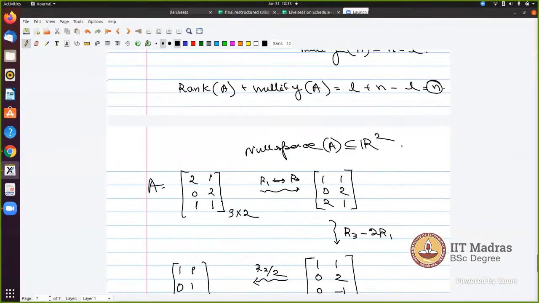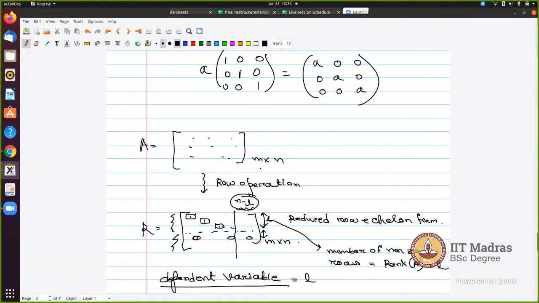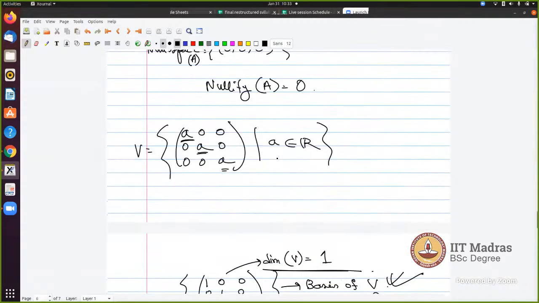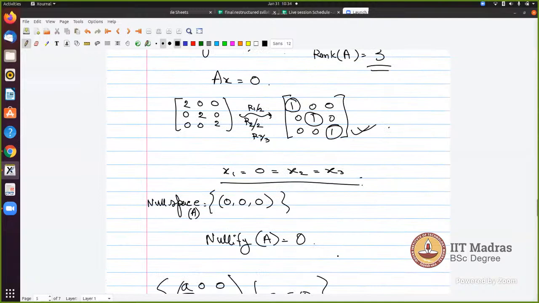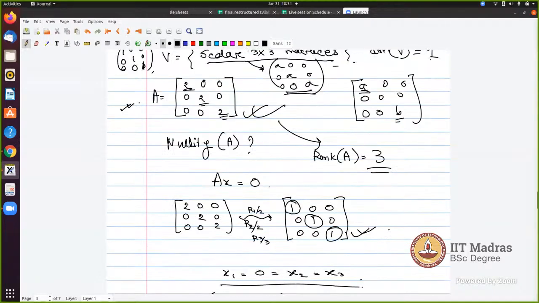Okay, so till this is clear, let's come to this example, the scalar matrix. Here, rank was 3 and nullity was 0, right? We have calculated nullity to be 0. And as you can see, rank plus nullity is basically, this is 3 cross 3, so this is your number of columns.